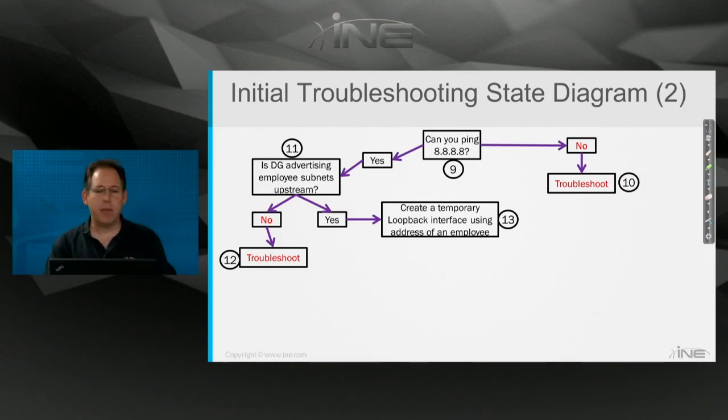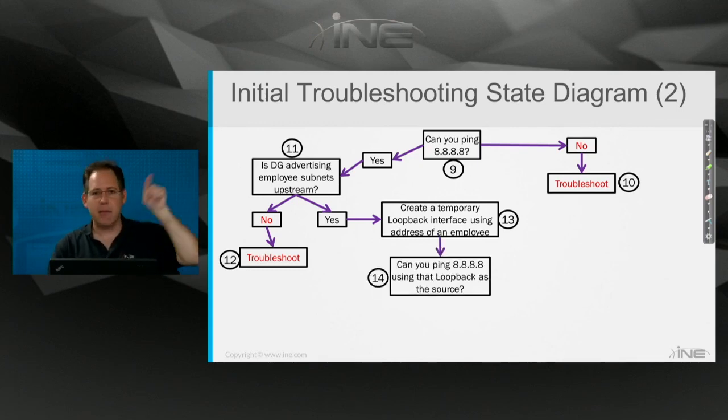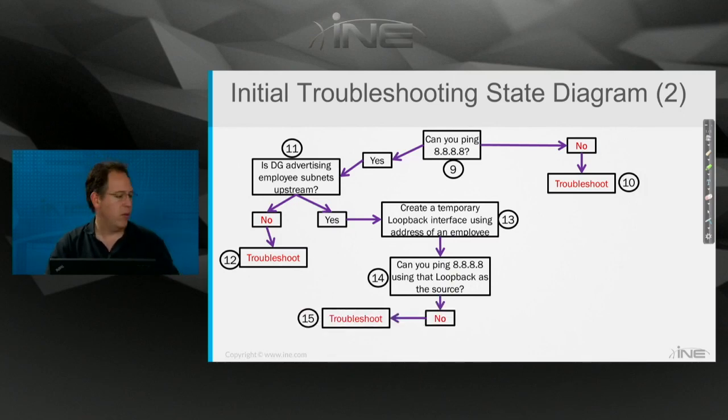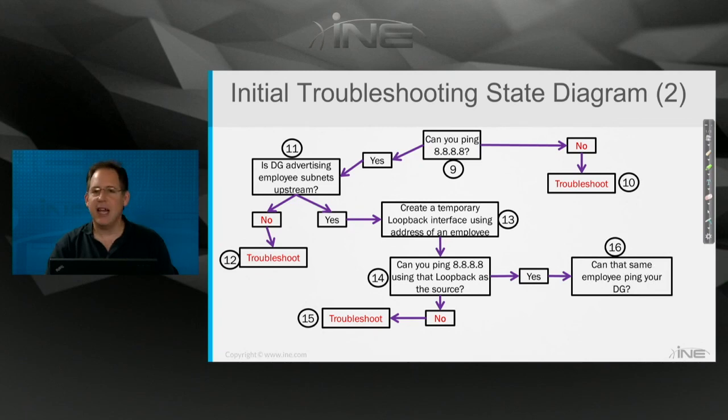So I'm going to make this router pretend that it's one of the employees who's complaining, and then I'm going to try to ping that address again. I'm going to create a loopback interface. So maybe John down here has the IP address of 1.1.1.1. He's one of the ones who's lodged a complaint. So I'll go into my router, create a loopback address of 1.1.1.1, and from there I'll try pinging that same Google address, but sourcing it from that loopback, making it look like it came from the employee. Did that work? If no, troubleshoot. If yes, now I've got to get the employee involved.